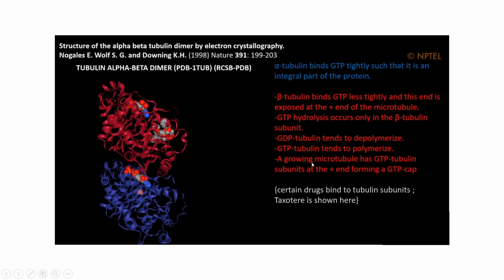The polymerization generally occurs at the plus end of the microtubule. The plus end of the microtubule will have more of the alpha tubulin, which provides the capping. So if it is GTP bound, then it will provide the capping at that microtubule position.